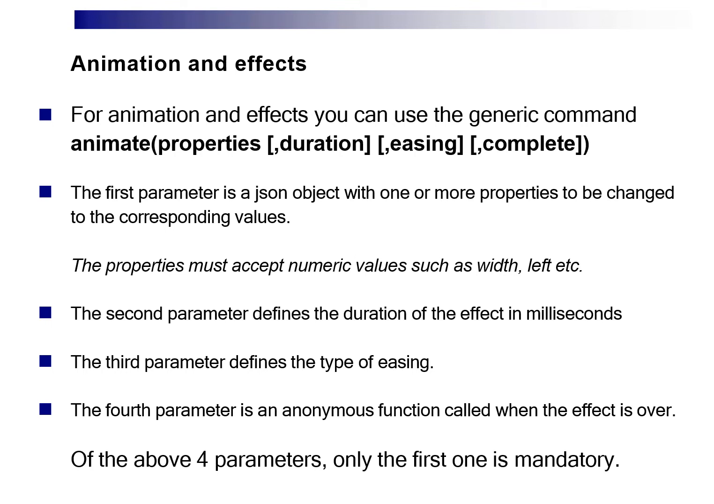Animation and effects. For animation and effects, you can use the generic animate command as presented here. The first parameter is a JSON object with one or more properties to be changed to the corresponding values. The second parameter defines the duration of the effect in milliseconds. The third parameter defines the type of easing. And the fourth parameter is an anonymous function called when the effect is over. Of the above four parameters, only the first one is mandatory.